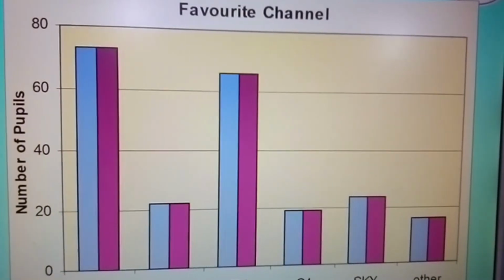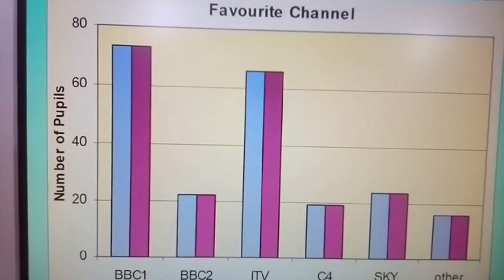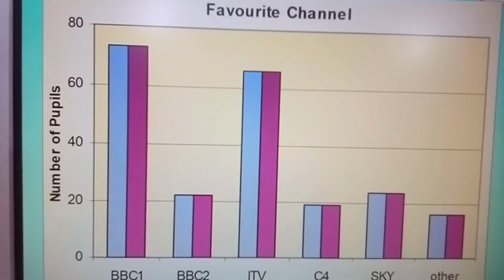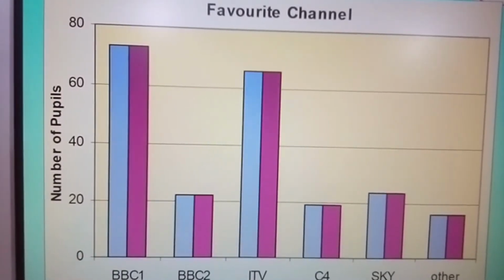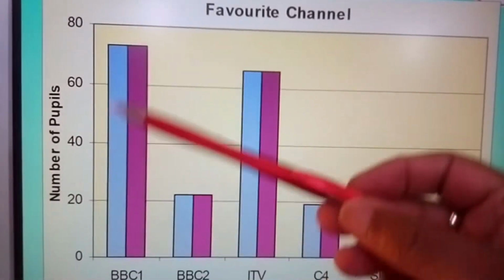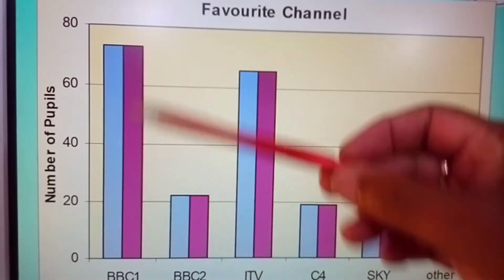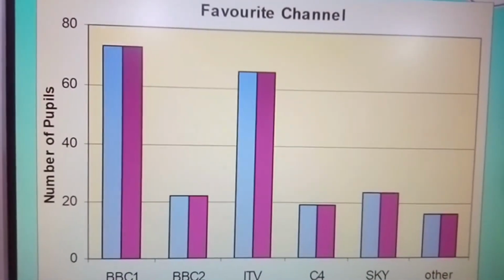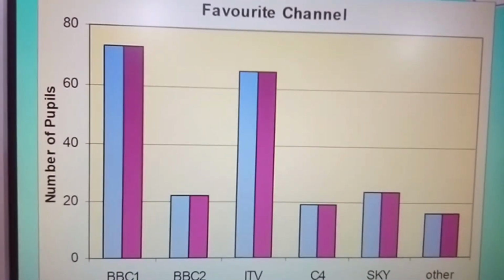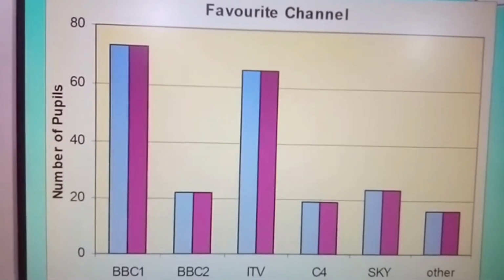And here's another chart, okay? Again, these are drawn: BBC 2, BBC 2, BBC 1, etc. So you can see the number of pupils who watch television, who watch BBC. Okay? And then ITV comes next. Then you have BBC 2, then you have Sky and other channels, okay?